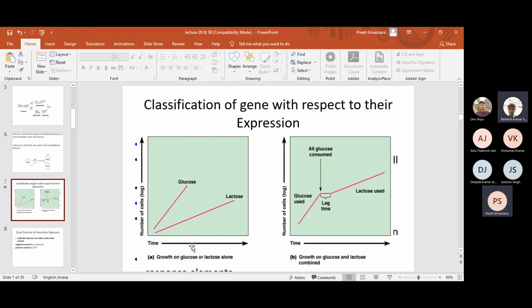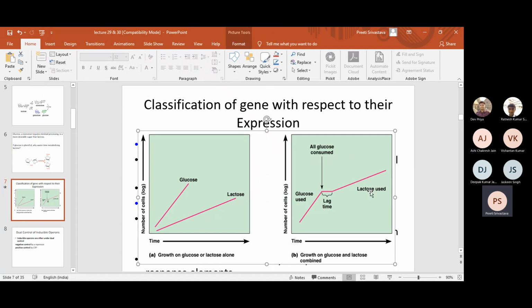Over here, this will result in what is called biphasic growth. When you have both glucose and lactose in the media, as shown in the right figure, glucose is used first, and when all glucose is consumed, then lactose is utilized. So this result tells you that glucose is a preferred carbon source for the cells, and only when glucose is utilized is lactose used.